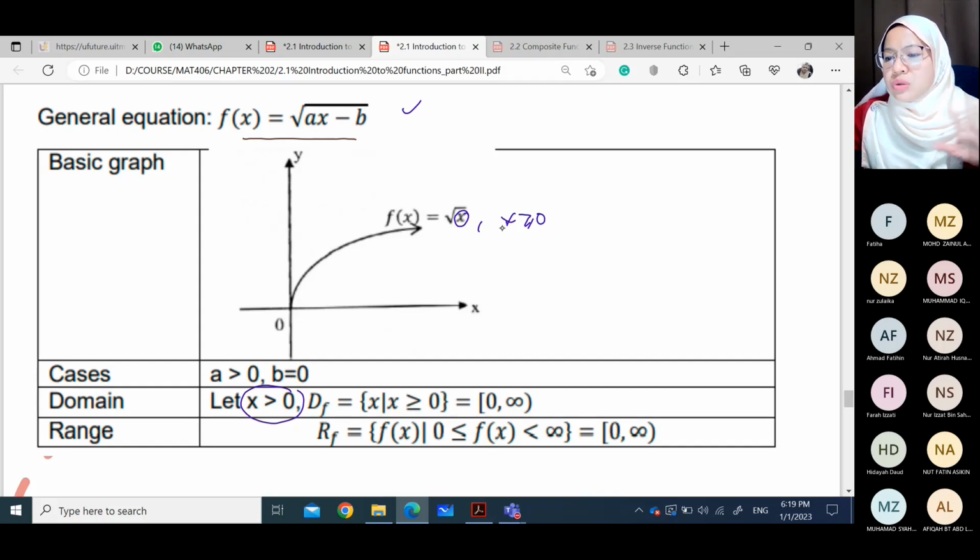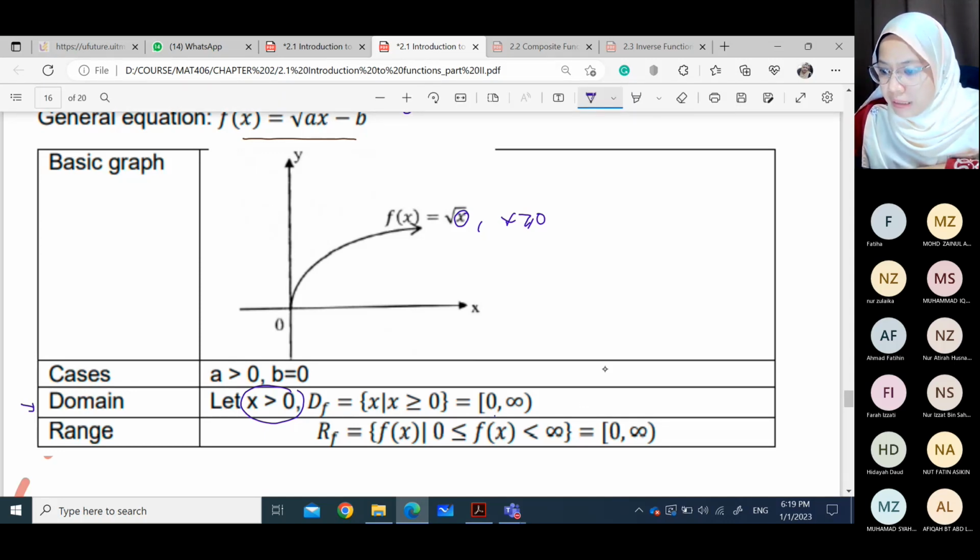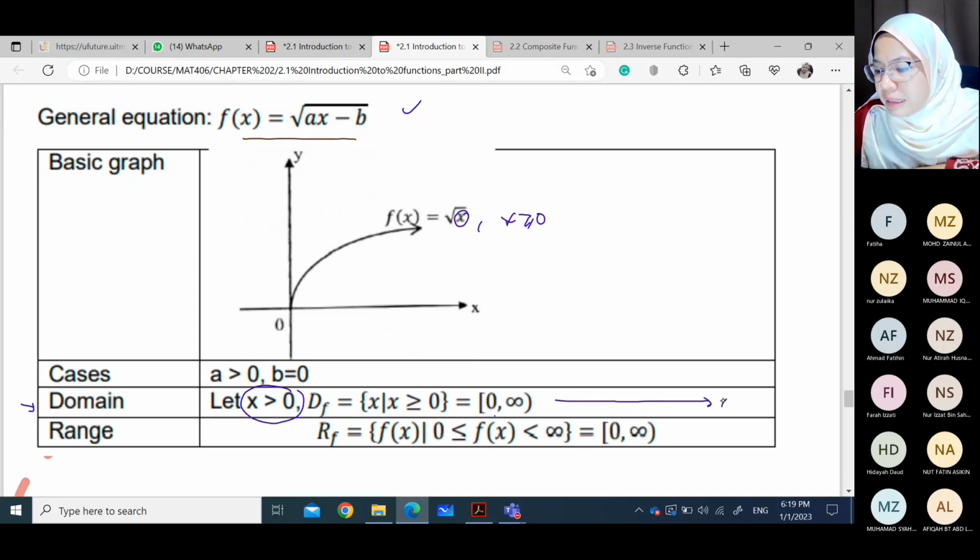So maknanya dekat sini untuk square root, X mesti sentiasa positif. So here we can say that the domain must be always greater than or equal to 0. So the value of X is from 0 to infinity. Okay. So nilai-nilai X dia adalah daripada kosong ke infinity. Positive infinity. Jadi untuk range dia, it is always greater than or equal to 0.